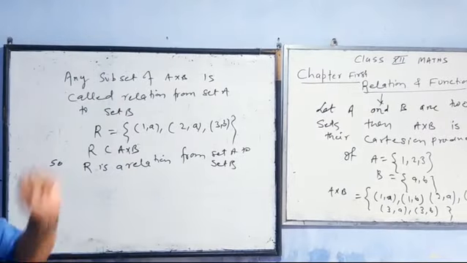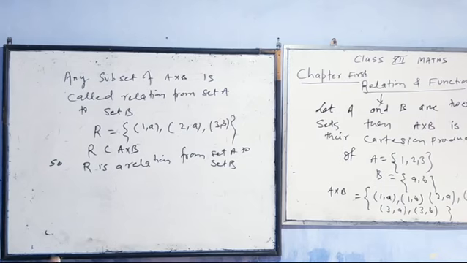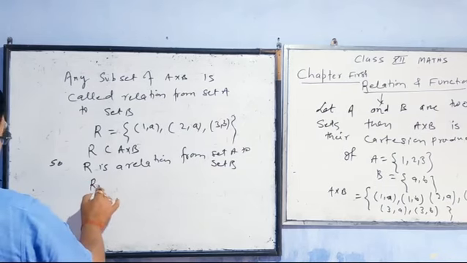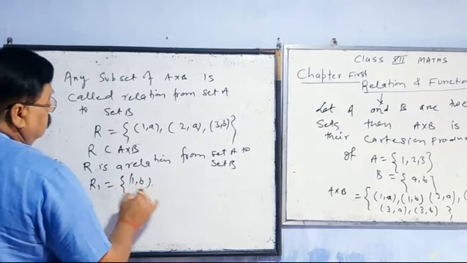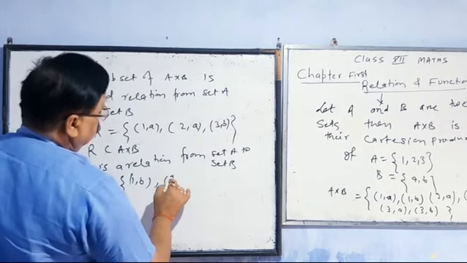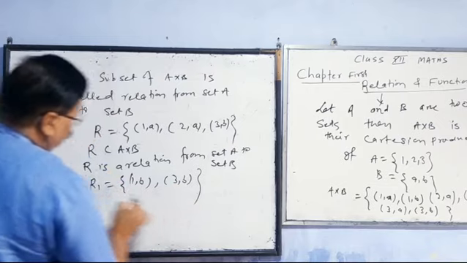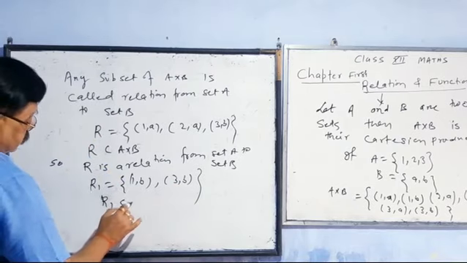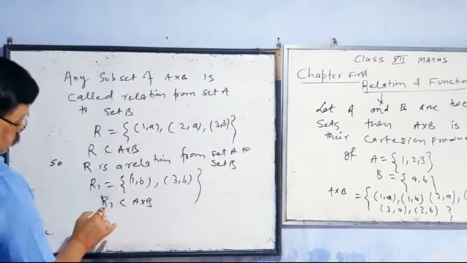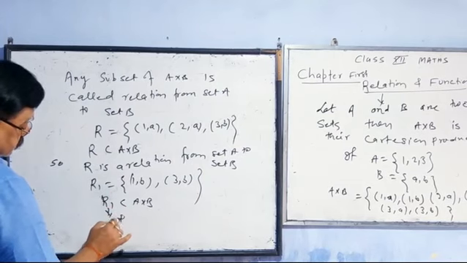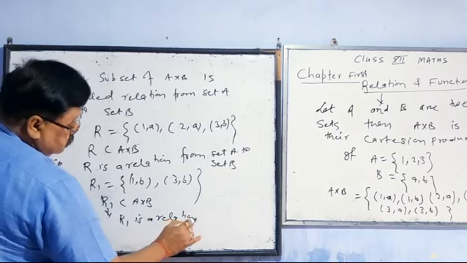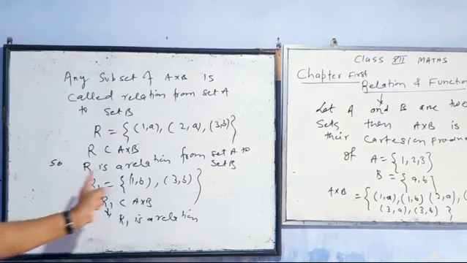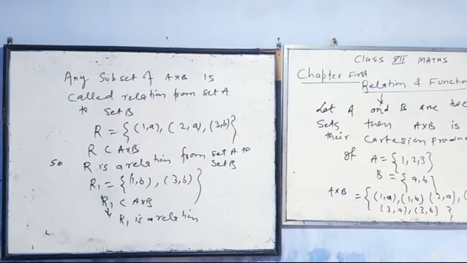So there are many relations we can establish. Any subset, if you take R1 as (1,b) and (3,b), then R1 is also a subset of A cross B. So R1 is a relation. So this is the concept of relation.